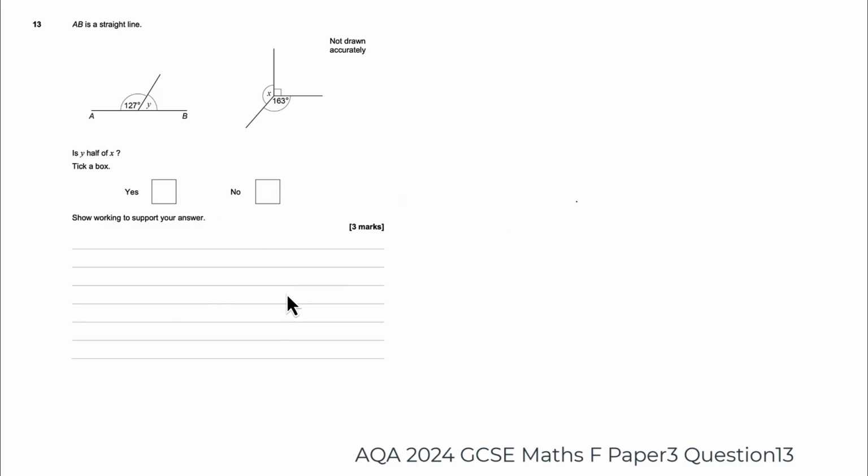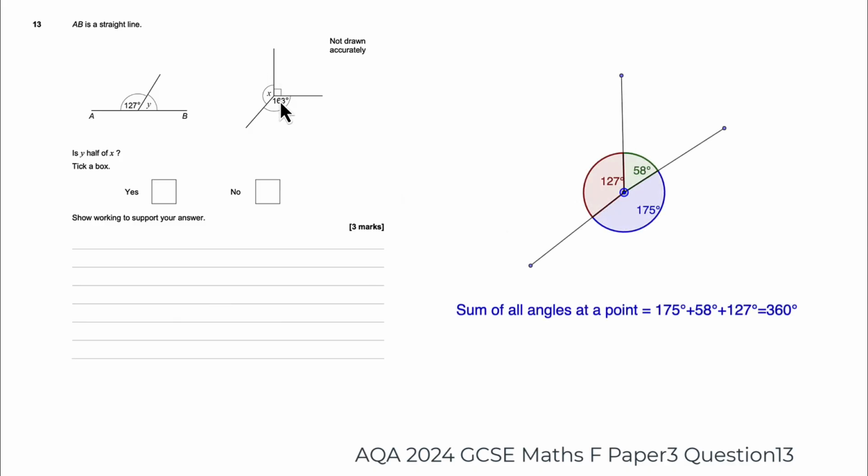Well, obviously for 3 marks we're going to have to put working that justifies the choice that we've made. So first of all, I want to take this second diagram here and look at an animation of the situation. So let's have a look at that now. So here we have a diagram showing 3 angles around a point.